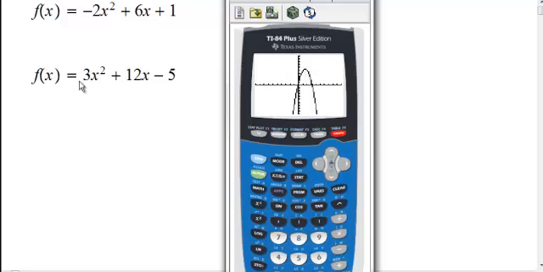It opens up when the coefficient of x square is positive. Here the coefficient of x square is what? Negative.